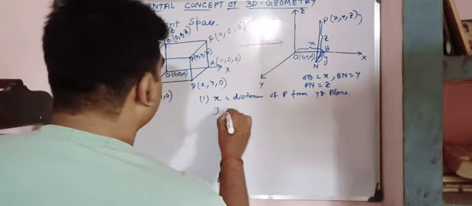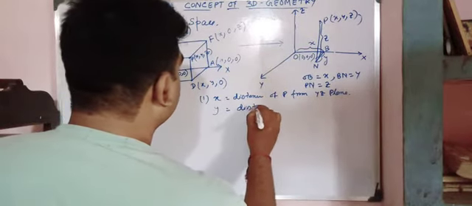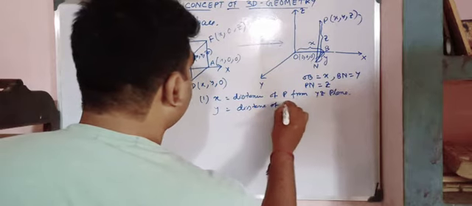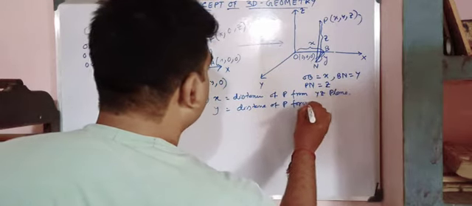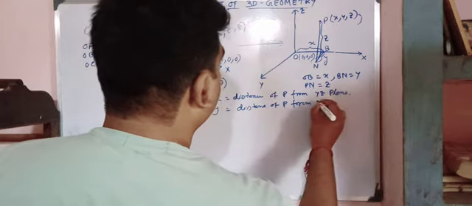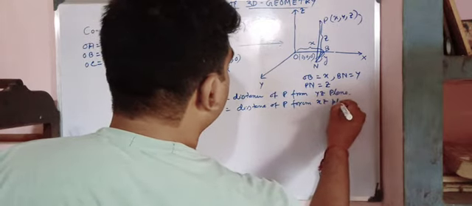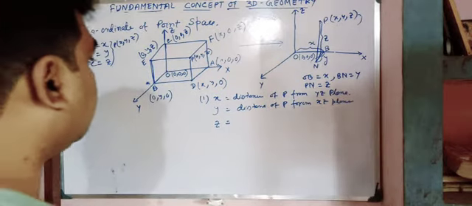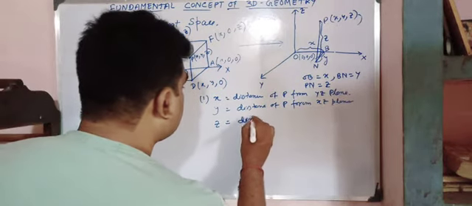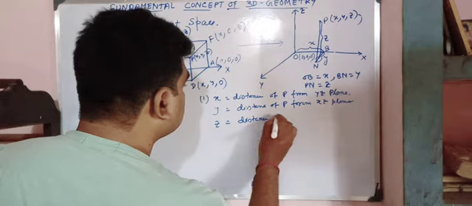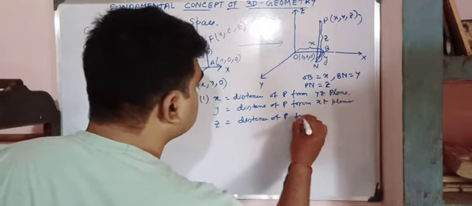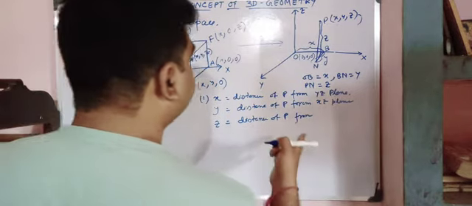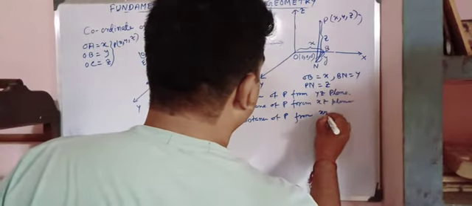Next, y is the distance of P from the xz plane, and z is equal to the distance of P from the xy plane.